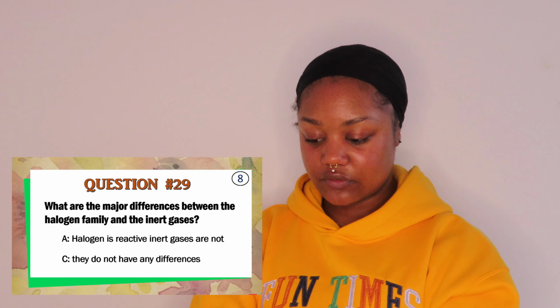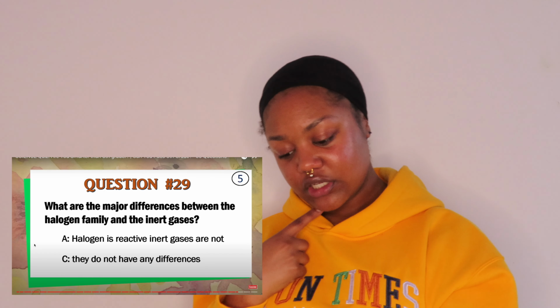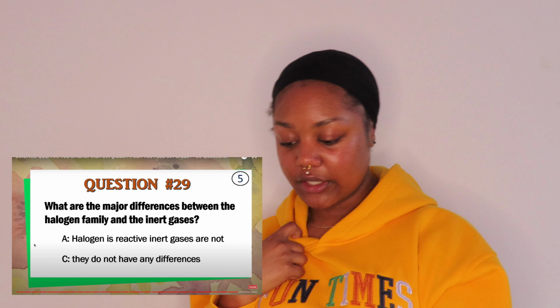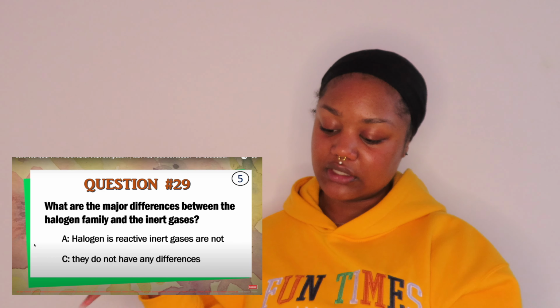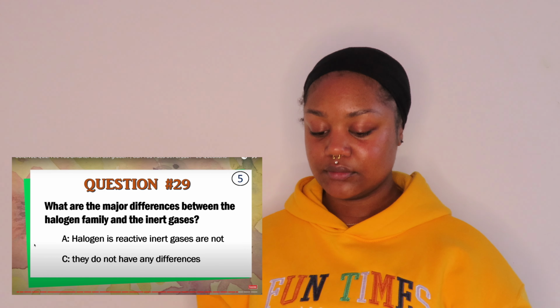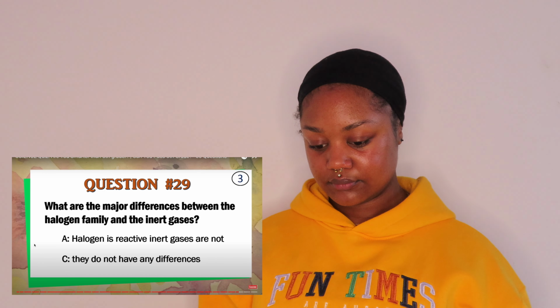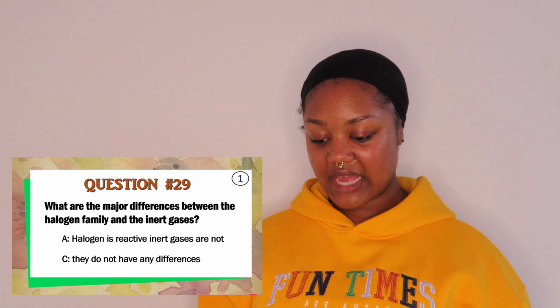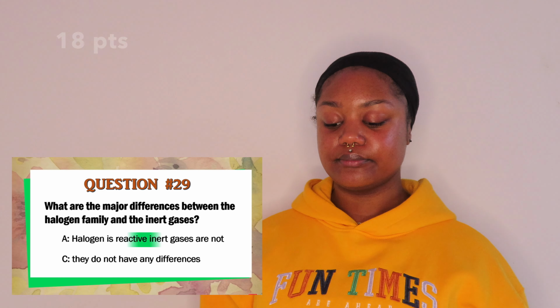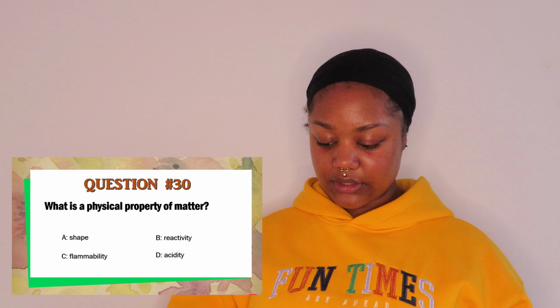What are the major differences between the halogen family and the inert gases? Halogens are reactive. Inert gases aren't. They do not have any differences. Of course, they have to have differences. I'm gonna go with A. Actually, I think C. I knew it was A. I knew it was A. I think it's the last one.